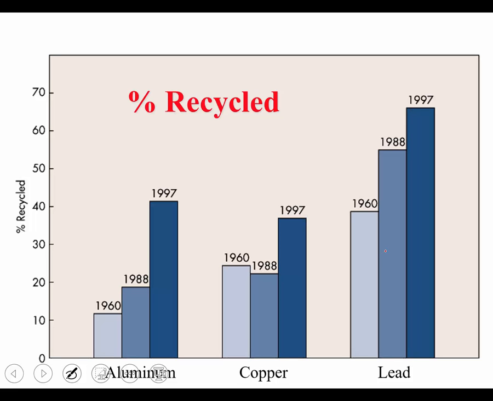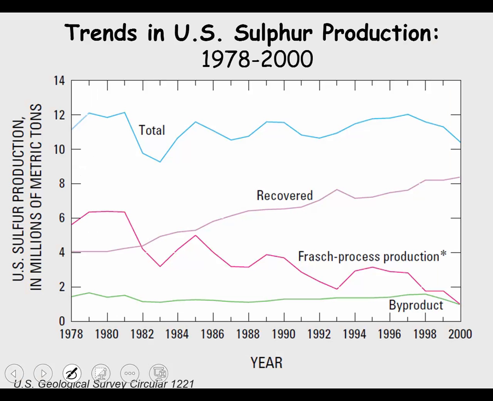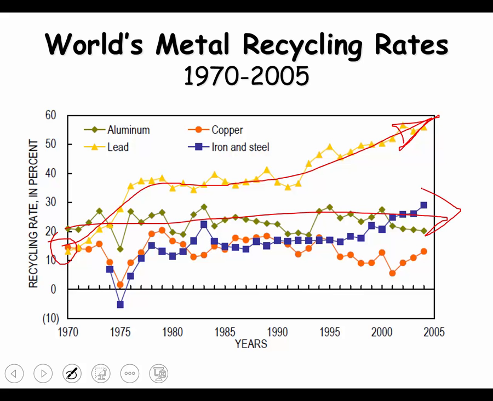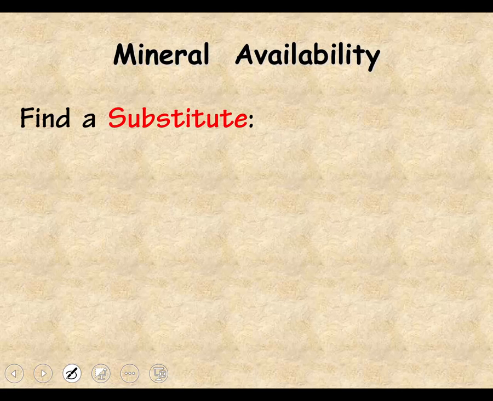When you look at lead, we're doing pretty good with lead. Not so good with aluminum. Here's lead. We're up to 60% from about 10% in 1970. Look at aluminum, we're pretty constant. We haven't improved much on aluminum. So, again, some things we're doing better on, some things we're not.